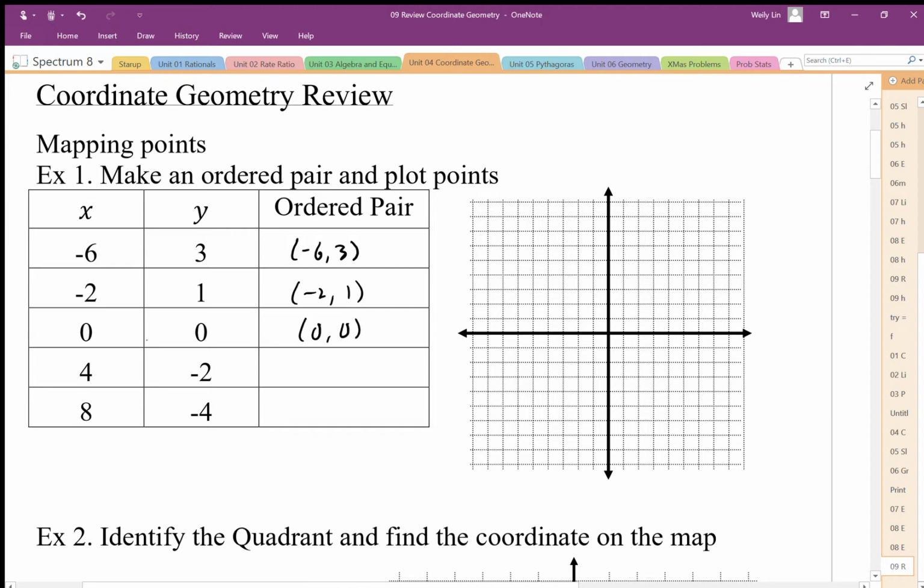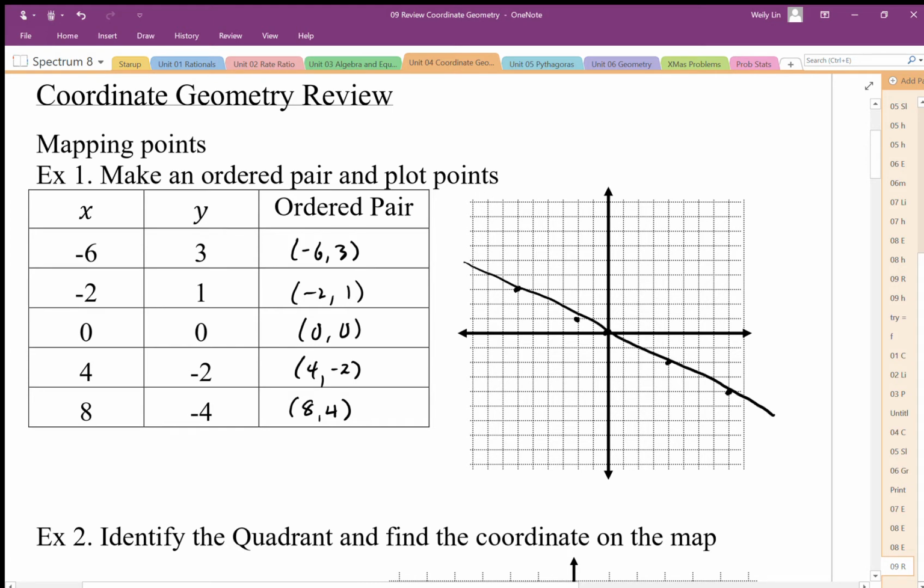Now, we can probably use the grid or the table just to draw the points, but again, making sure we understand how to express these as coordinate pairs, and how, when we see coordinate pairs, to recognize them as coordinate pairs, is important. So when I graph these, I'm going to go for (-6, 3), (-2, 1), (0, 0), (4, -2), (8, -4), and we see a straight line pattern.